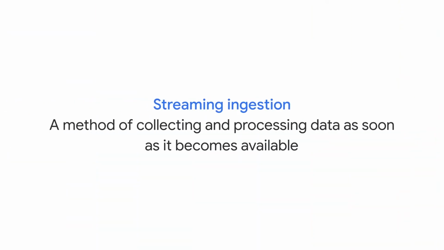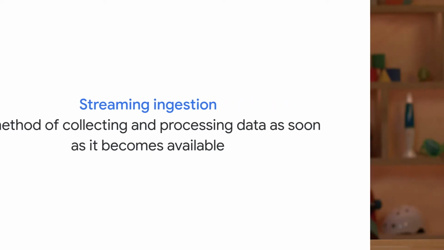The second main way to ingest data is streaming ingestion. Streaming ingestion is a method of collecting and processing data as soon as it becomes available. Streaming ingestion is best for data teams that need to process and act quickly. Here's an example. A pharmaceutical manufacturing company uses sensors to monitor the temperature of their dryers. The company's data team uses streaming ingestion of the sensor's temperature data as soon as it becomes available.